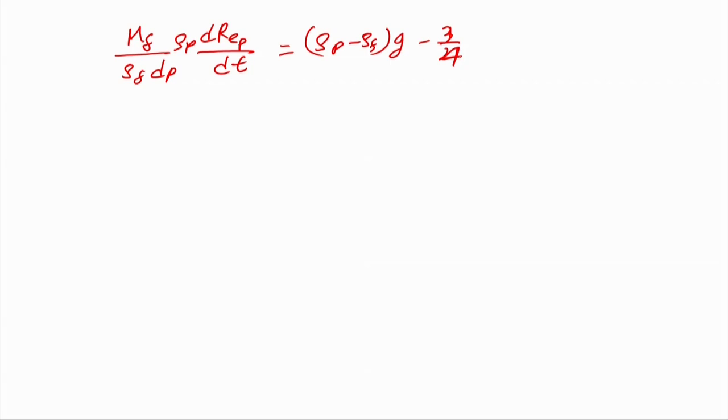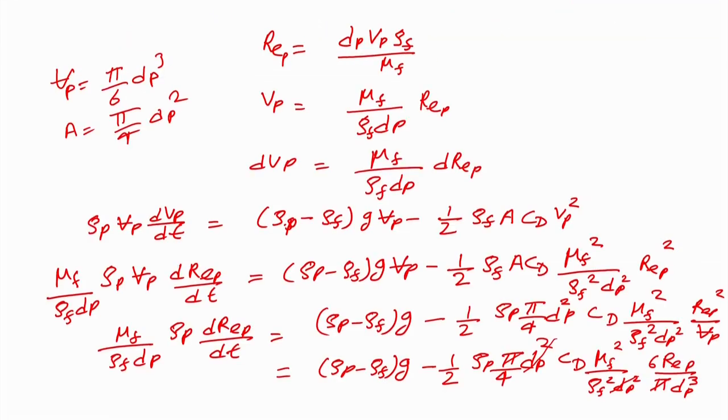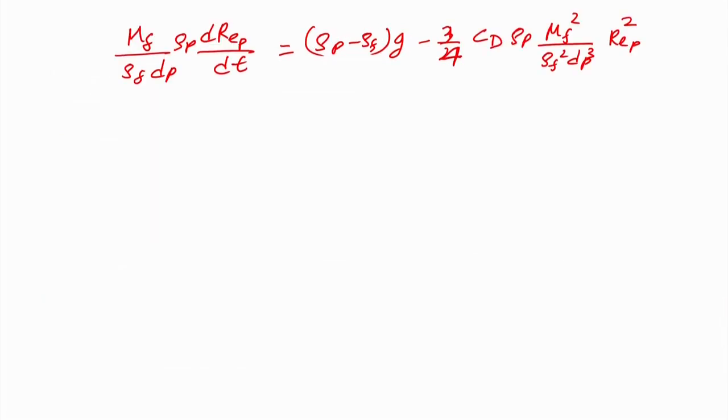So, this will be cancelled out. So, it will be 3 by 4 into CD into rho p into mu f square upon rho f square into dp cube into Rep square. So, this also is a square. So, Rep square. I hope I have written this correct, rho p, and you will get this.